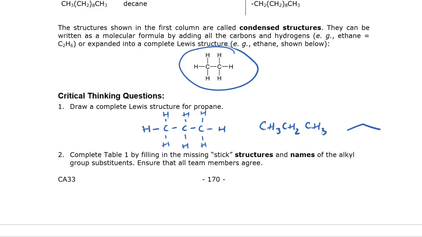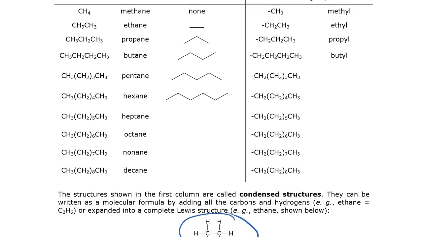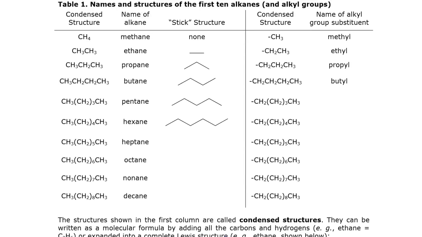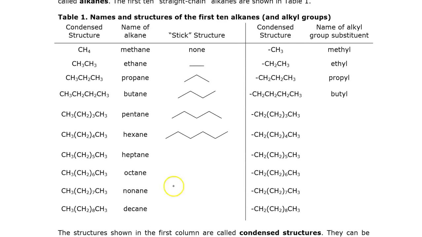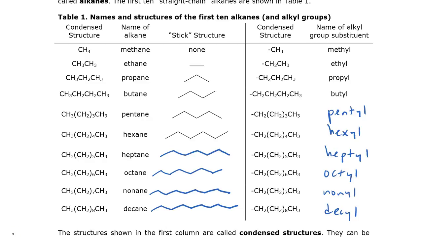So, using that as a model, go back to the table and fill in the remaining blanks in the stick structure column and the name of the alkyl group substituent column. Pause now. Great, so you can compare your answers to mine.